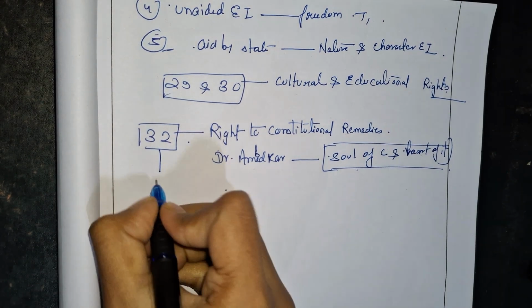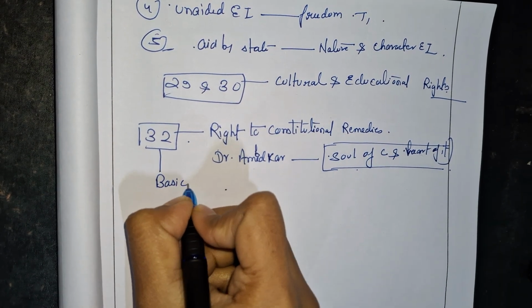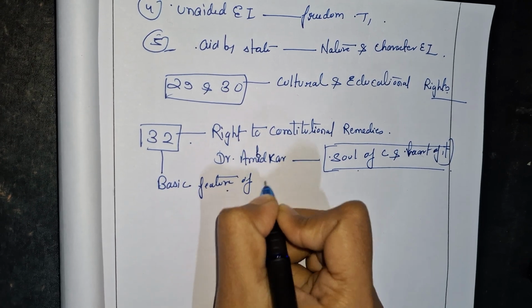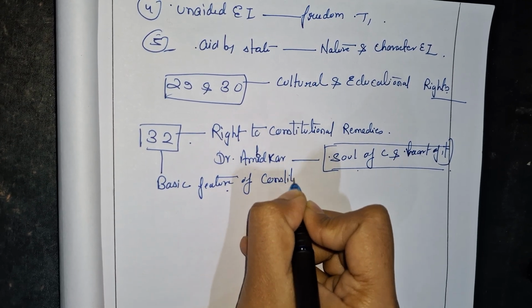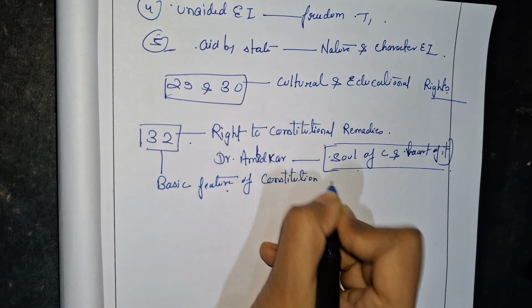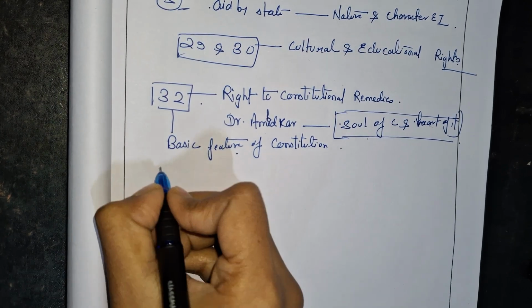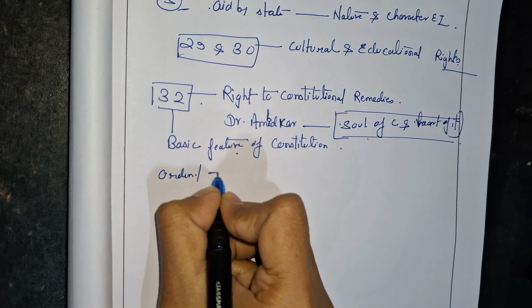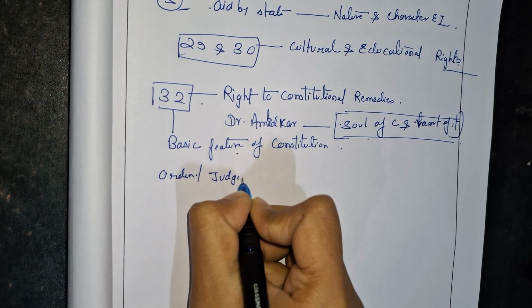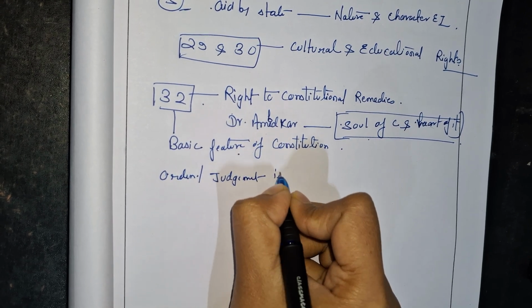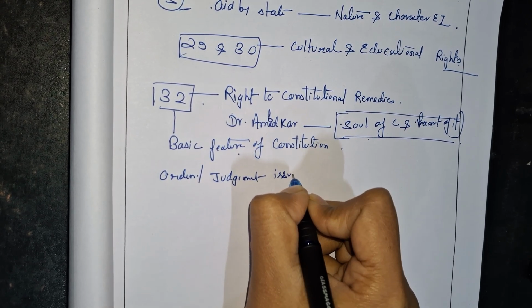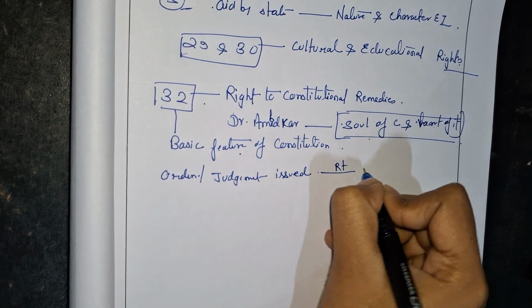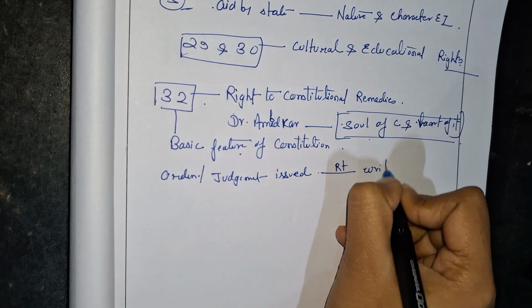Article 32 is a basic feature of the Constitution. जो भी ऑर्डर या जजमेंट issued for enforcement of a right is called as a writ.